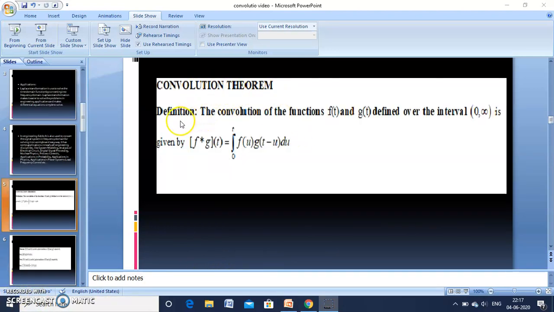Convolution theorem. Definition. The convolution of functions f of t and g of t, which are defined over the open interval 0 to infinity, is (f * g)(t) equals the integral from 0 to t of f(u) g(t minus u) du. There are two functions f of t and g of t, defined over the interval 0 to infinity, and the convolution can be written in this way.